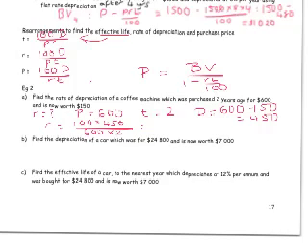which gives us, they can cross out, 450 over 12, which is 37.5% per year.